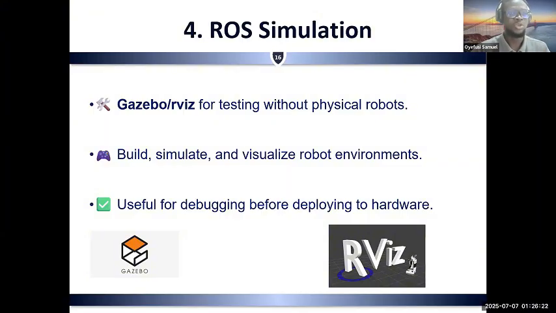So why do you need to simulate? Because you can build algorithms in a simulated environment without fear of any damage to your robot or to the environment. It helps you to iterate, develop, build, and test before deploying into hardware. It's very important that you simulate in robotics.